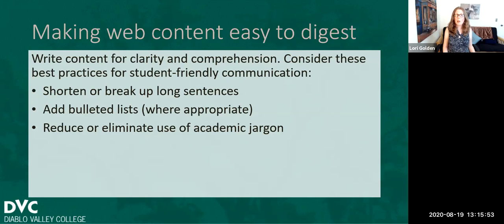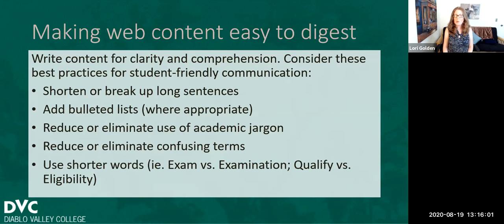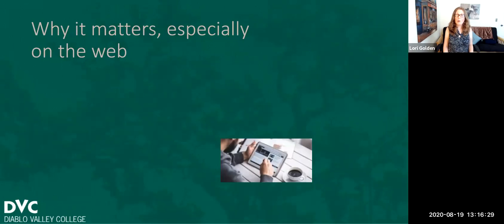We want to reduce or eliminate use of academic jargon if possible, again, just for the ease of the reader. And also with that, any confusing terms. And if possible, use shorter words. So thinking about in a sentence, if you can use the word exam versus examination, or qualify versus eligibility. And we have a list of such words like this in our best practices online that we've gone through with the communications committee in order to help make sentences easier to understand and explanations about our services easier to understand. So again, why does this really matter?